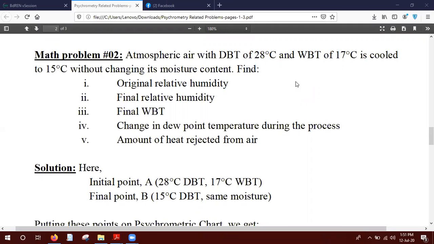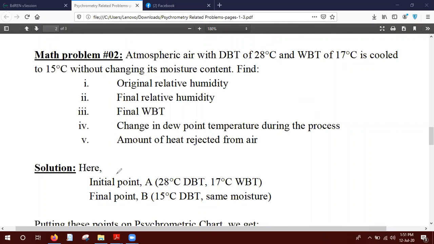I said in the last class also, humidity has different names. One is specific humidity, one is humidity ratio, another name is moisture content. Humidity is basically how much water vapor is present in 1 kg of dry air, presented in grams per kg of dry air. So moisture content, humidity ratio and specific humidity are the same, my students. So without changing its moisture content means the moisture content at the first point and the second point will be the same. Okay, so let's discuss from here on.